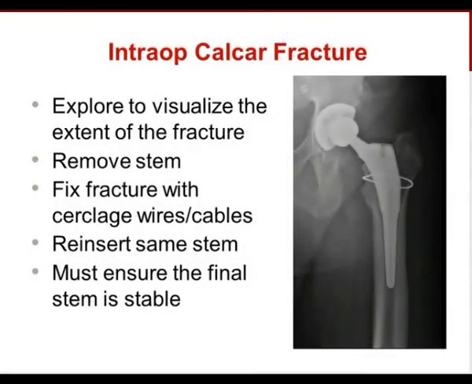Let's talk a little bit about the intraoperative calcar fracture. This is a commonly tested topic. If you have a small calcar crack, there's a number of things you want to do in surgery. Number one is remove the stem. Number two is make sure that the fracture does not propagate past the calcar, past the lesser trochanter. Number three, cerclage cable or wire the femur proximally, as was done in this situation. Number four, reinsert the same stem. And finally, making sure that stem is stable. If that stem is not stable, then you need to use an implant that is stable.